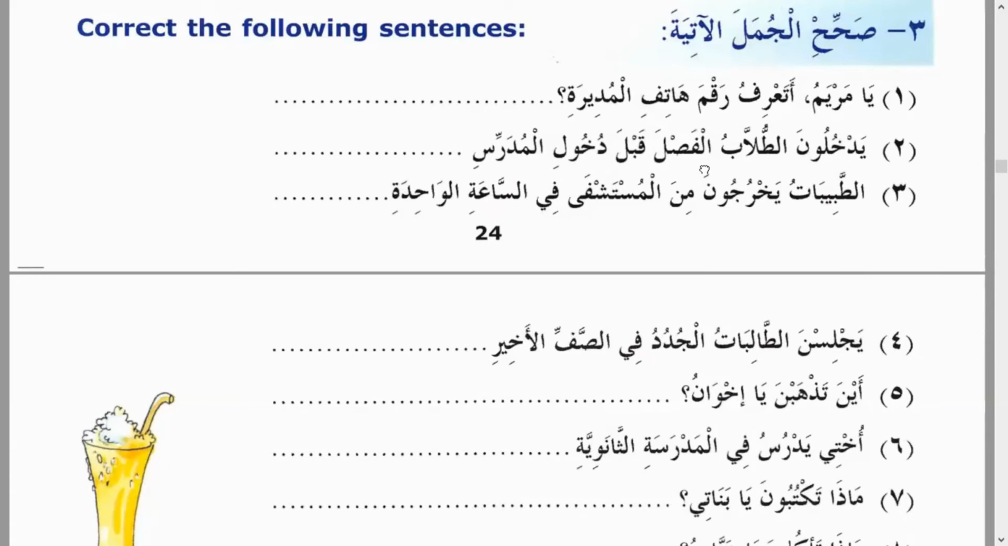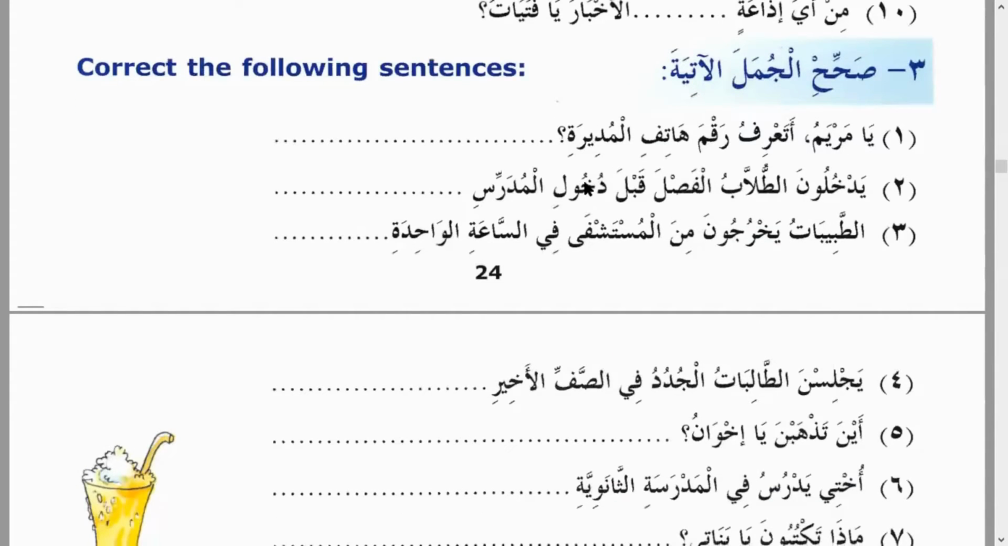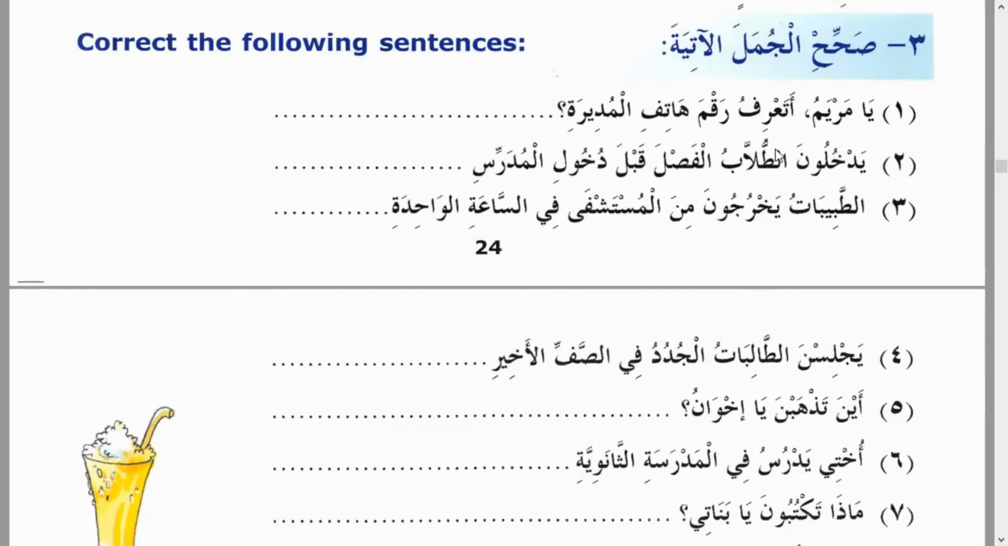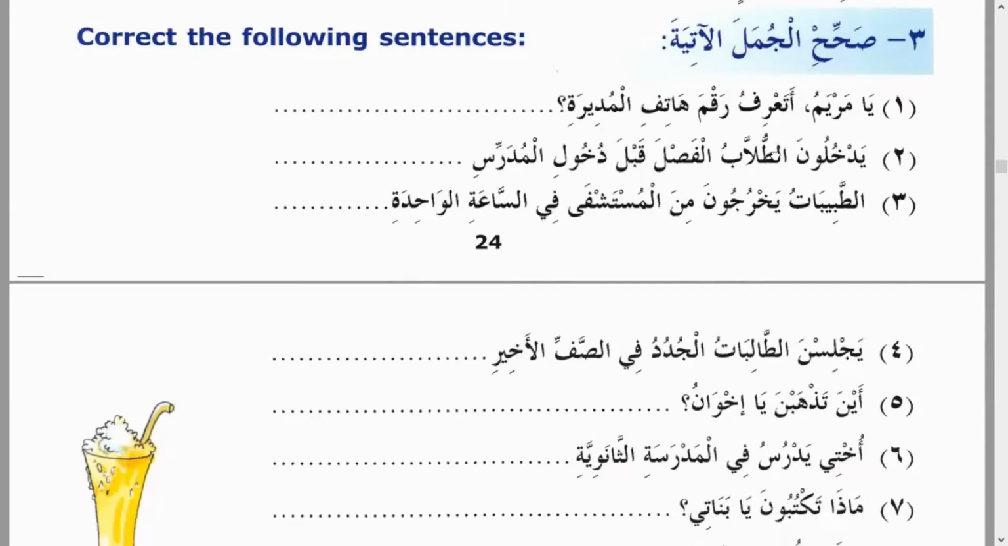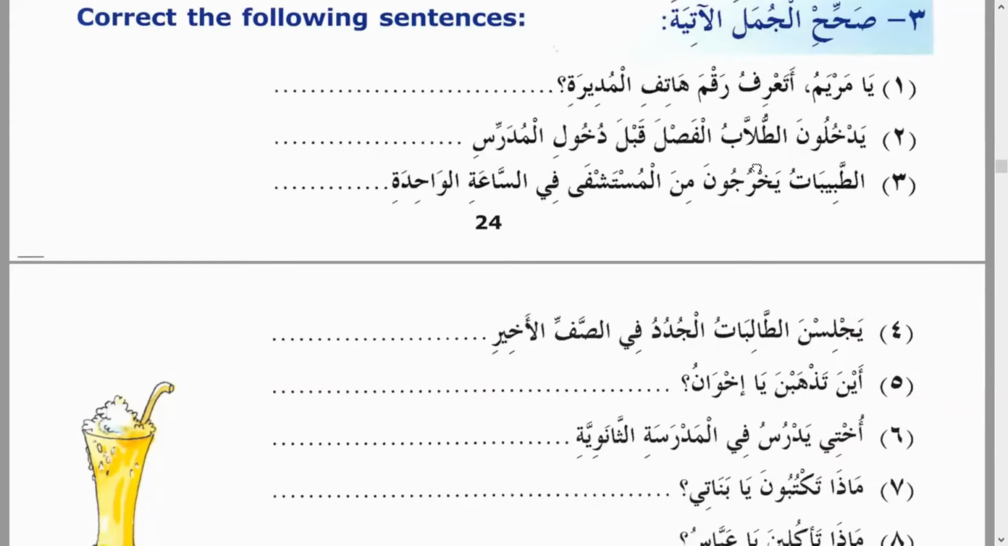Inshallah. Now, the next exercise we have is Sahih al-Jumal al-Atiya, correct the following sentences. Ya Mariamu, there are mistakes. I used to think the same when I used to look at the people who had studied before. Inshallah, it will take time. I'm not saying it will come in 2 years, 3 years. We should keep going.